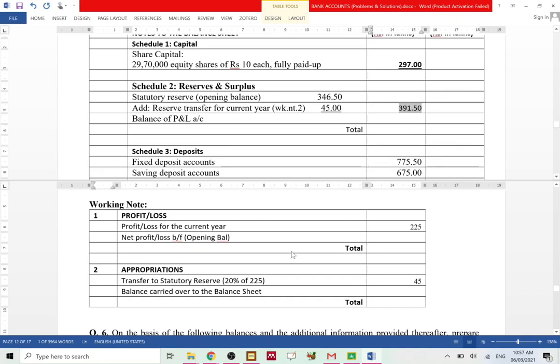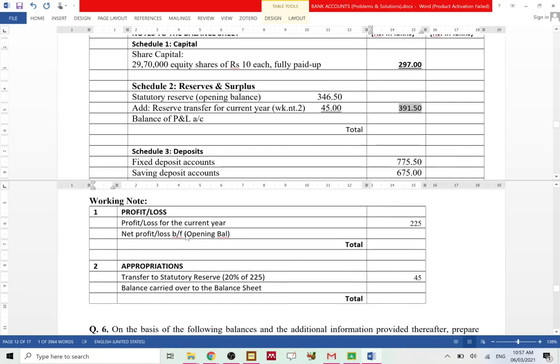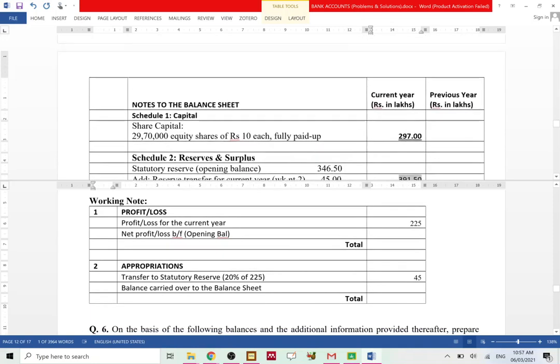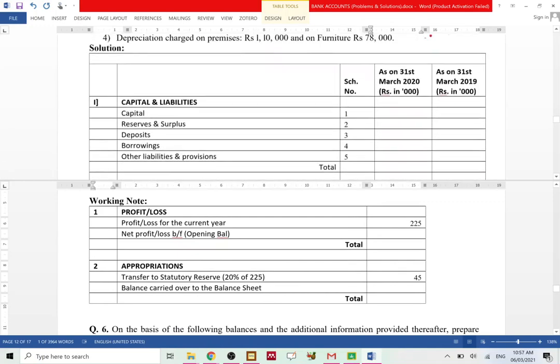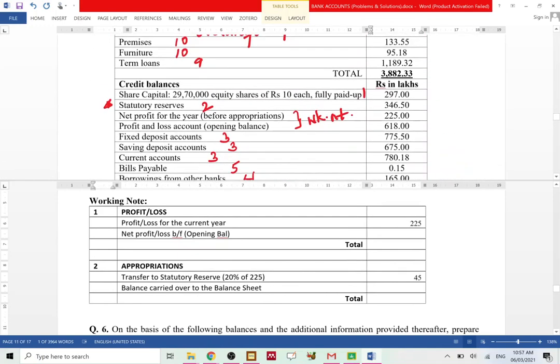Let's see the next thing what we have. What was the net profit or loss balance for the previous year? What was the opening balance? Okay, given here to you is P&L account opening balance 618. We add that here, 618, and we will get the total profit or loss for the year, 843. Done? This is your total profit.